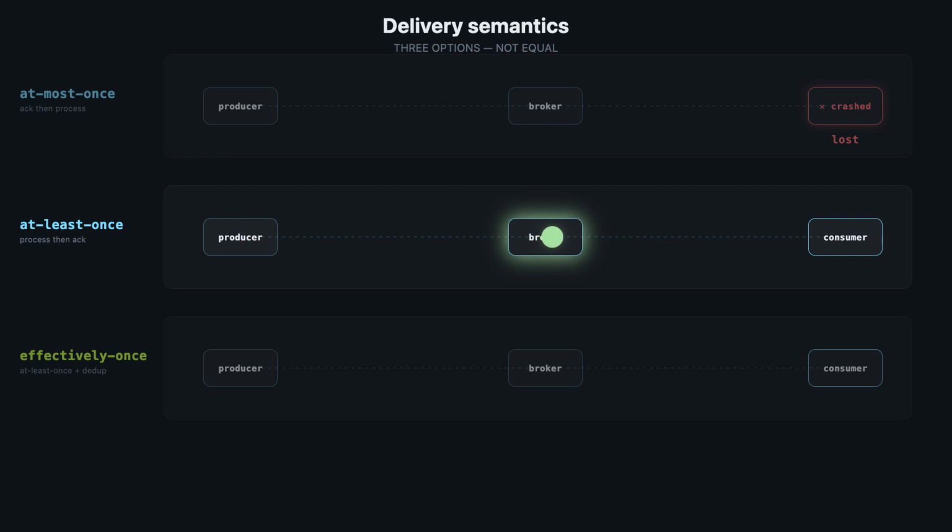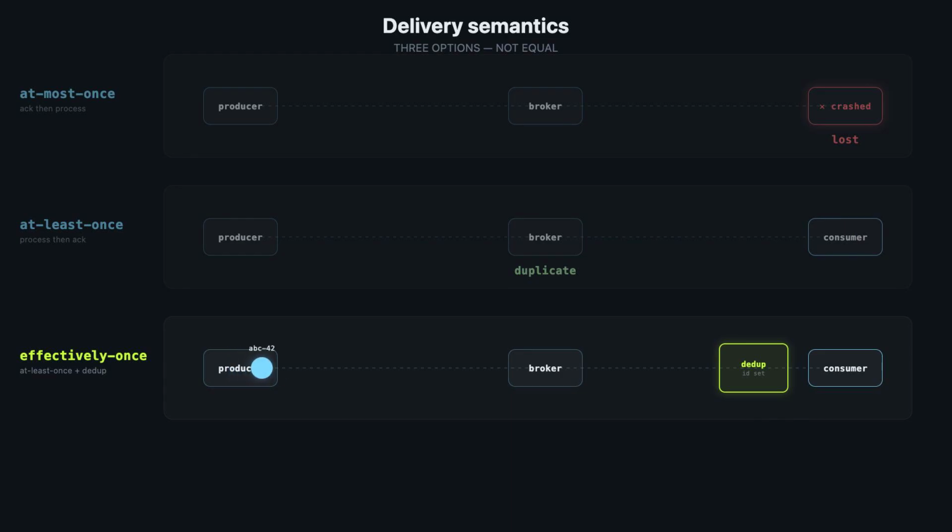Exactly once. What everyone wants. Every message, processed exactly once, no duplicates, no losses. In the strict sense, across a network with crashes, it's provably impossible without coordination. What people usually mean is effectively once.